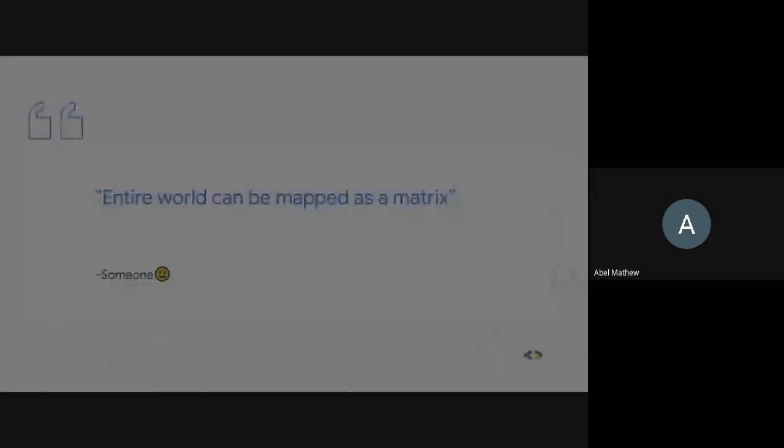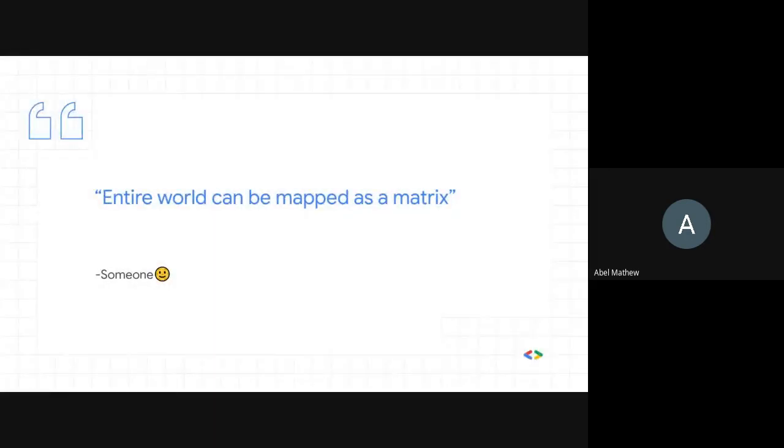Good to go. So this is a quote that I had read while learning linear algebra, and this is something that is very much true. The entire world can be mapped as a matrix. So anything that you see, anything that can be measured, can fundamentally be represented as a matrix, and to be abstract, it can be a 2D matrix. Like you can take an image, the coordinates and the colors can be represented in a matrix.